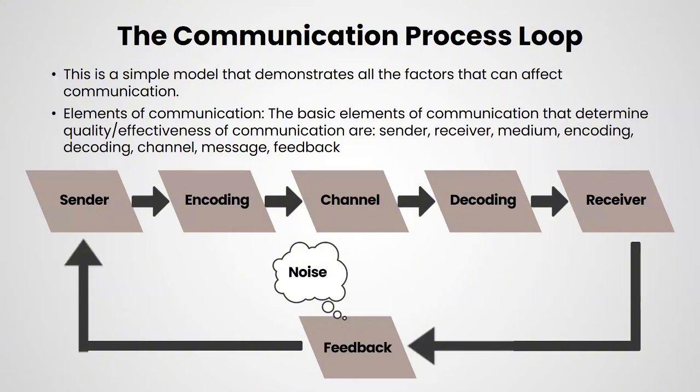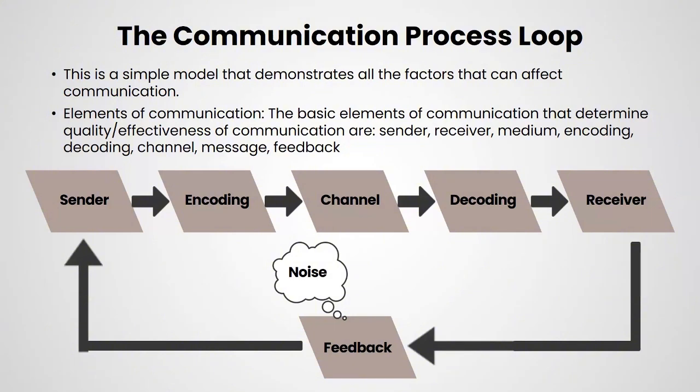Next, we'll move on to the communication process loop. This is a simple model that illustrates all factors that can affect communication. When we look at the diagram, it illustrates the various elements of communication, or the factors that can affect communication. So we have the sender, encoding, channel, decoding, receiver, the noise, and feedback.